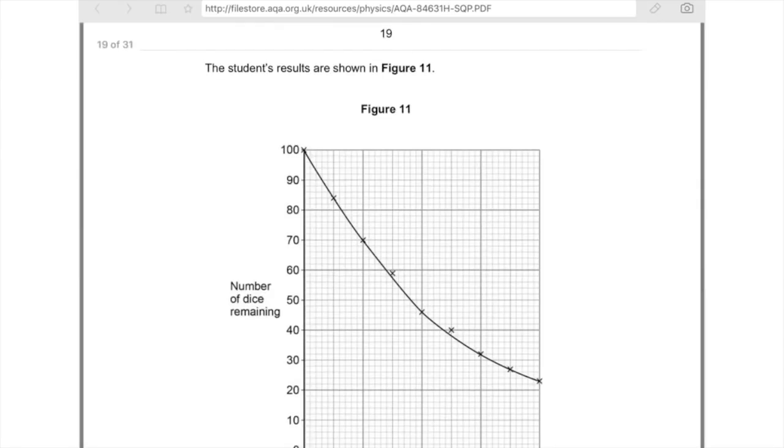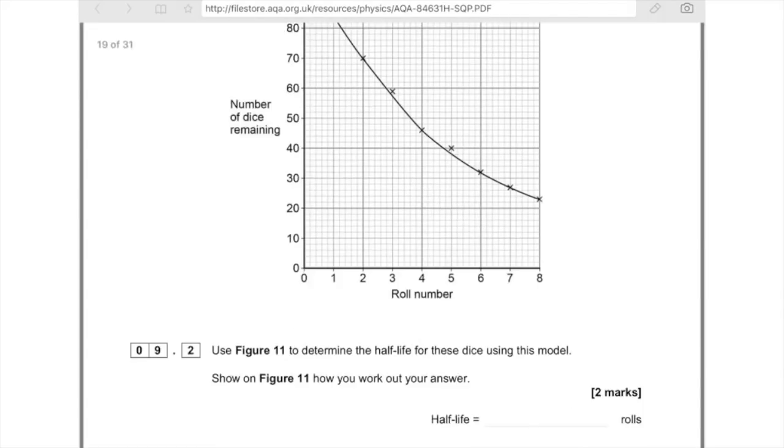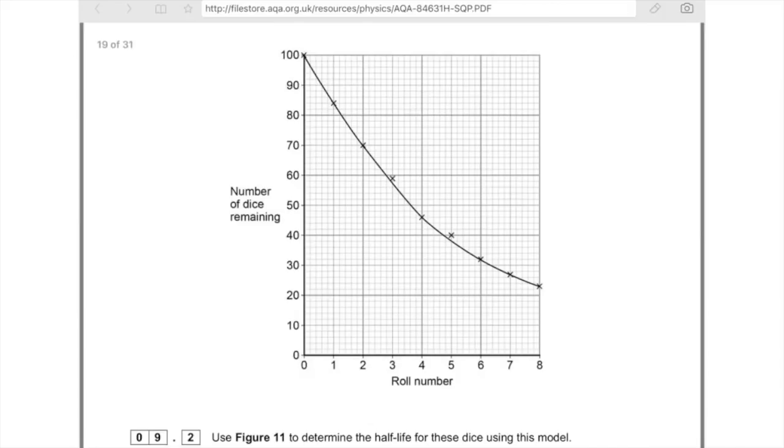The students' results are shown in figure 11. Use figure 11 to determine the half-life for these dice using this model. Show on figure 11 how you work out your answer. Okay, so half-life is all to do with making sure you've got half the number of dice remaining, so that's at 50. You've got to show it, which means you need to draw some nice straight lines on your graph and then read down on the x-axis. That would have been slightly shifted along, so that would therefore be 3.6.